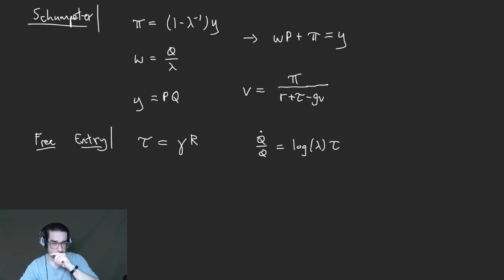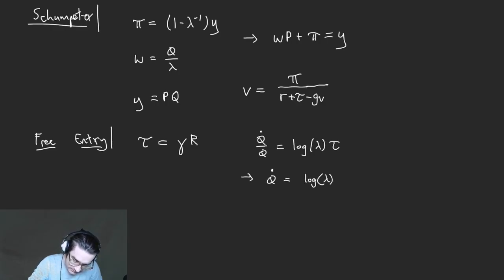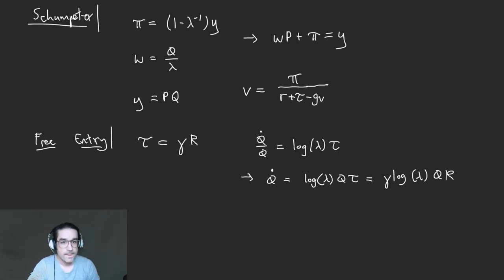And so we can go back then and say, where does this lie in the Jones taxonomy? It turns out it's also phi equals one. Because if that's true, then Q dot is equal to log of lambda times Q times tau, which is going to be gamma log of lambda times Q r.